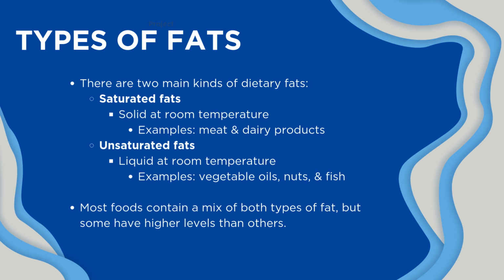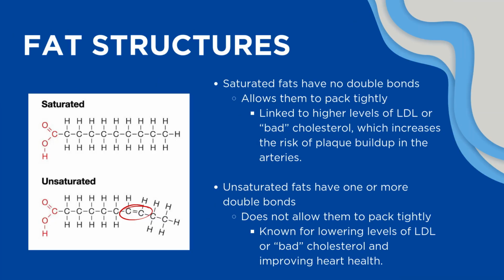On the other hand, unsaturated fats are liquids at room temperature. Vegetable oils, nuts, and fish are all examples. It is important to note that most foods contain a mix of both types of fat, but some have higher levels than others. What really differentiates the different types of fats is their chemical structures.